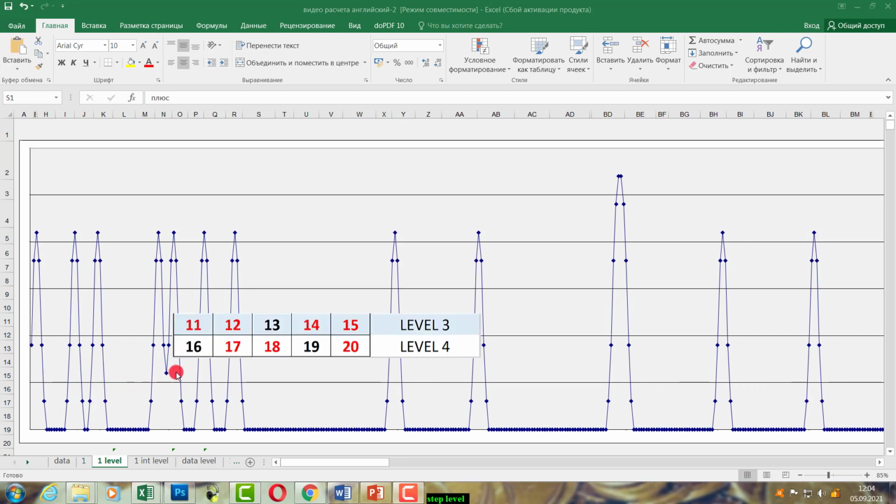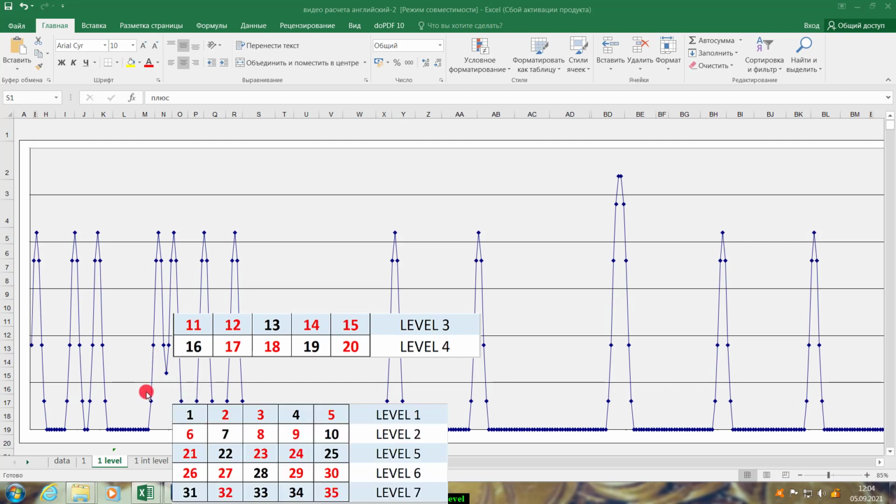If it is half a step, then this is only possible for levels 3 and 4. If the chart goes down and makes a full step, then the possible levels are 1, 2, 5, 6, 7. Thus, we have reduced the possible number of future balls, but still there are a lot of them. And now we have to select the hottest balls in these possible levels.